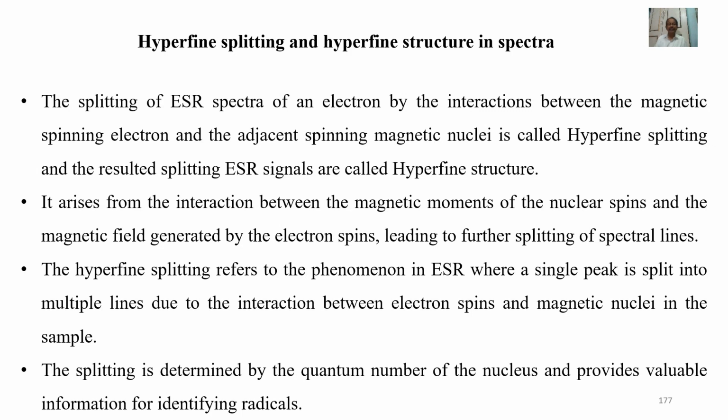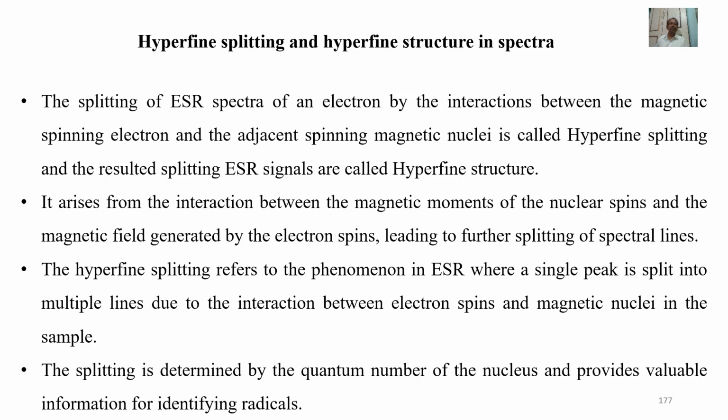Let us discuss hyperfine splitting and hyperfine structure in spectra. Hyperfine structure in spectroscopy is the splitting of spectral lines into a number of components. The splitting is caused by nuclear effects and cannot be observed in an ordinary spectroscope without the aid of an optical device called an interferometer.